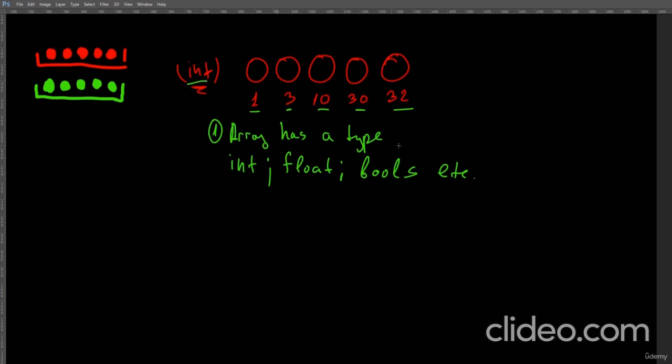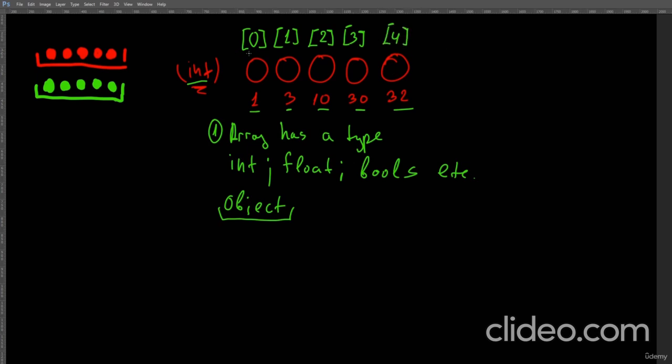You can have a float array, you can have a bool array, and there is a specific one called an object array, and it can contain objects, and objects can be different types of objects, but we're going to talk about this later on. The next thing that is super important is that an array has indexes. The first element in our array starts with 0, the second one is 1, this is 2, this is 3, and this is 4.